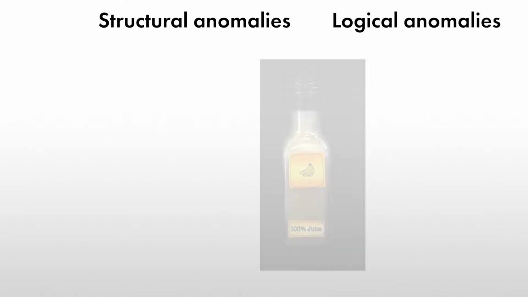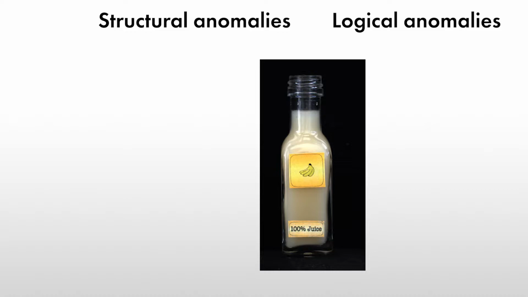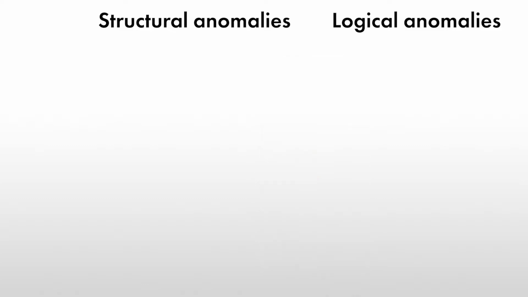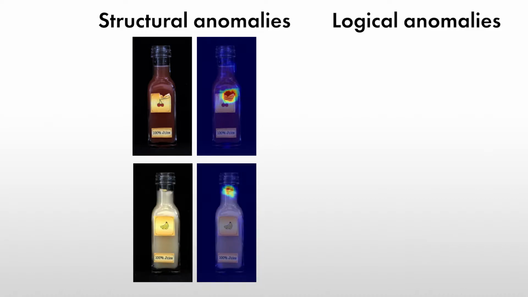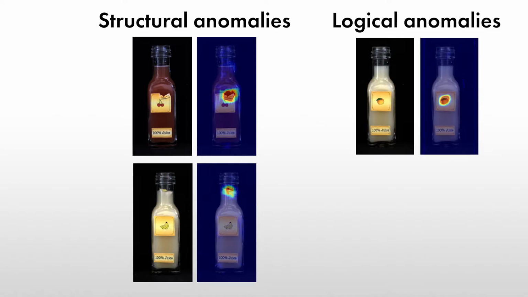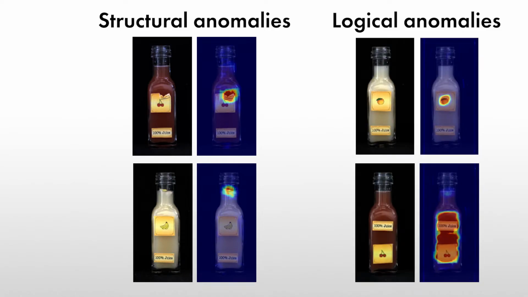For example, here we have small bottles which are filled with one of several types of juice, a sticker indicating the type of juice with an icon, and on the bottom another sticker guaranteeing 100% juice. A structural anomaly, for example, might be a sticker that is slightly damaged or contamination. A logical anomaly, for example, might be an orange sticker when the bottle is filled with banana juice or the stickers in the wrong places.